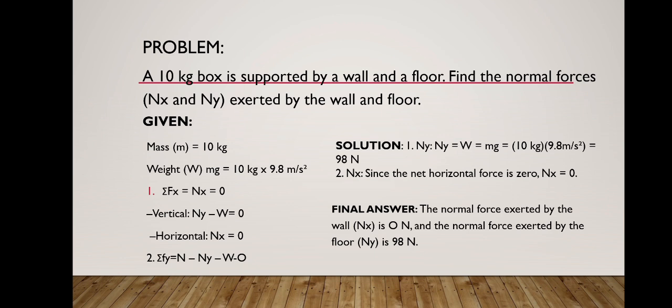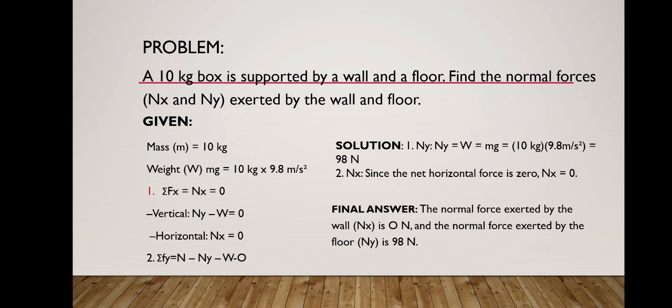The given is the mass, 10 kg, and the weight equals m times g, so that's 10 times 9.8 equals 98 newtons. Vertically, the upward normal force from the floor, N sub y, must balance the weight of the box. So N sub y equals 98 newtons. Horizontally, since there's no motion and no horizontal force, N sub x equals 0 newtons.